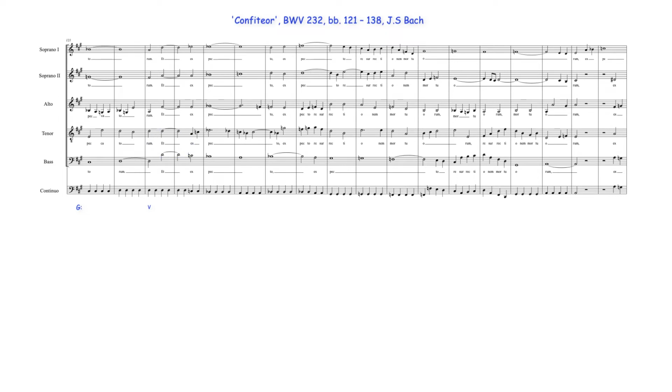Here then, the realignment creates a new strand at the top of the texture in the first soprano part, while the alto's low A strand and the bass's low D become redundant, with the alto's contour continuing from F and the bass's D sounding with the continuo.